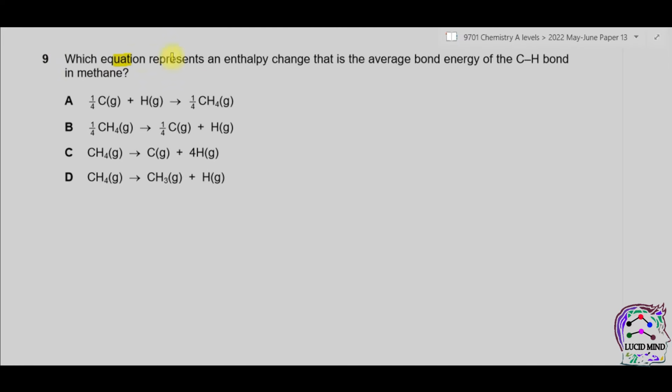Question number 9. Which equation represents an enthalpy change, that is the average bond energy of the C-H bond in methane? Okay, let's see what is methane. Methane is CH4. In methane we have 1 carbon atom and 4 hydrogen atoms. Now let's look at the number of bonds. In methane we have 4 C-H bonds, and 1 carbon and 4 hydrogens.